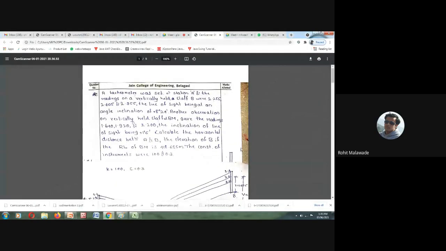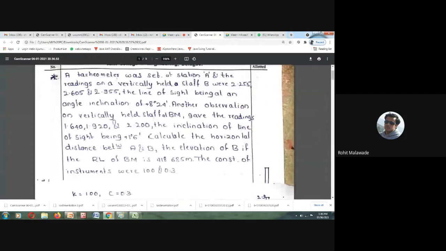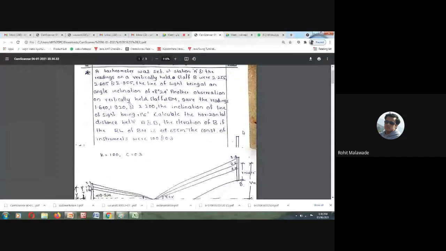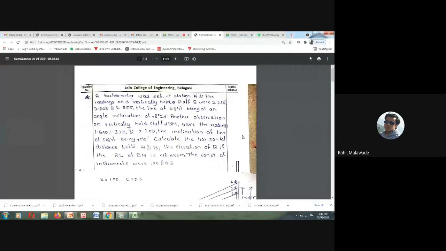In the previous class, we solved some of the questions. Today we will also solve two problems, and then your tachometric surveying will be finished.